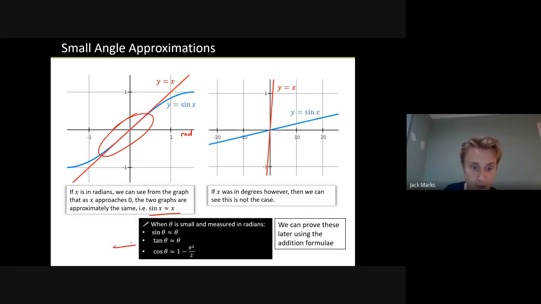These three are in your formula booklet, but you need to know these. For small angles, and you need to watch out for phrases like for very small angles, for angles close to 0, sine of theta is pretty close to theta. Tan of theta is pretty close to theta. Cos, you need to be a bit more careful with, okay?